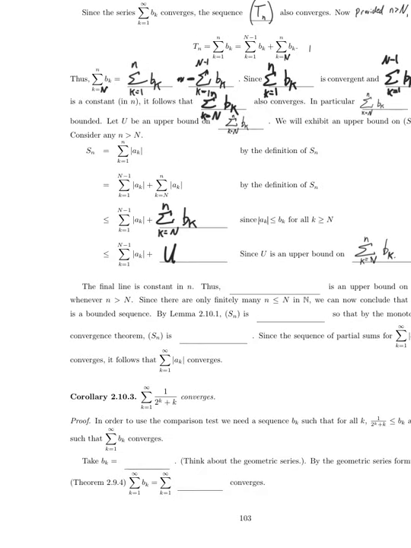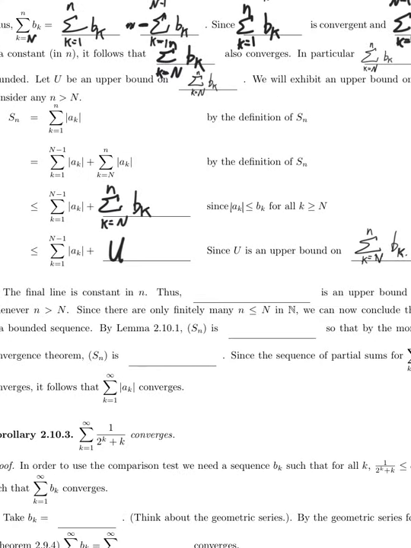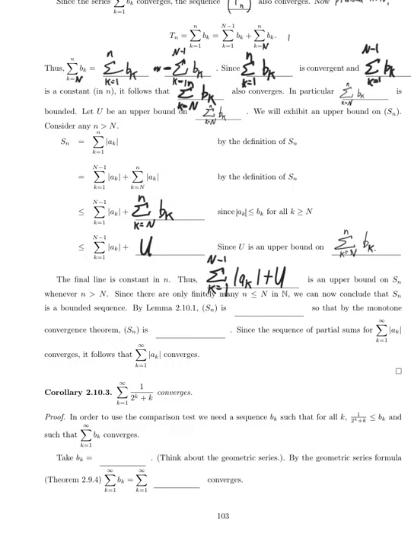That final line is something that's constant in big N. So we've shown that for every natural number n, this number is less than or equal to this number. That every term of this sequence is less than or equal to this number. So, that tells us that the sum from k equals 1 to big N minus 1 of absolute AK plus big U is an upper bound on Sn.